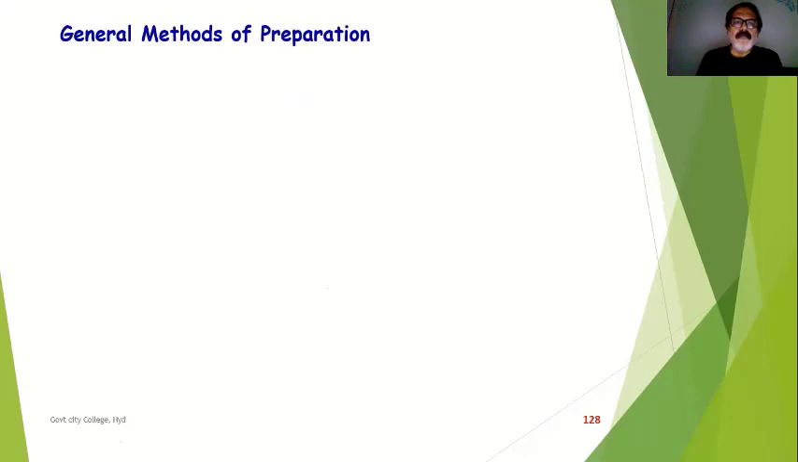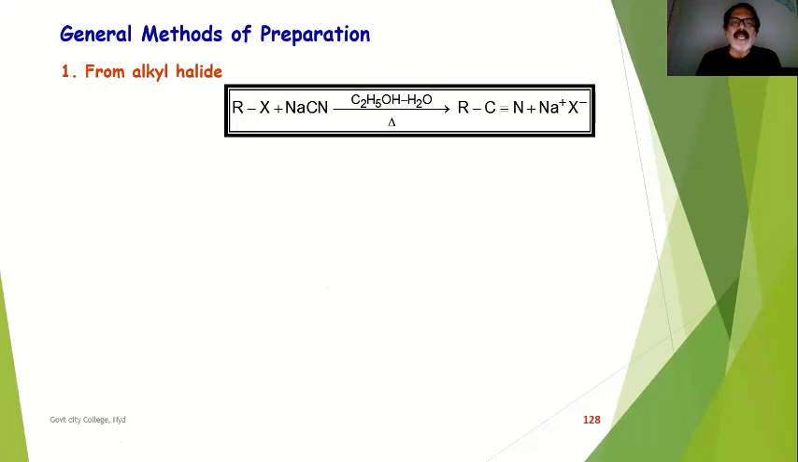Now the general method of preparation. We can prepare this compound from an alkyl halide. We know an alkyl halide is RX, and we add sodium cyanide. The halide and sodium come out as a sodium halide salt, and the alkyl group attaches to cyanide in the presence of ethyl alcohol and water. When you gently heat it, you will get a cyanide.